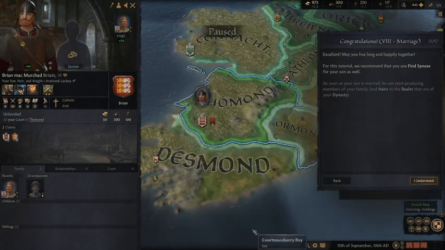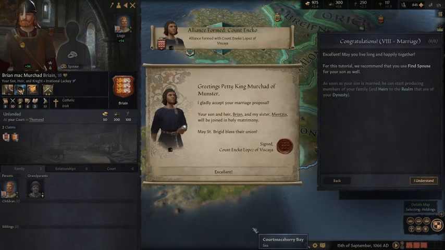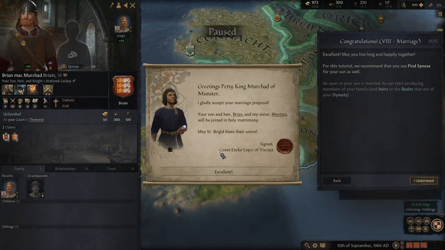She will accept, so an alliance formed with Iñigo Lopez. It's already an alliance? Guess they don't make a distinction between alliances and non-aggression pacts anymore.